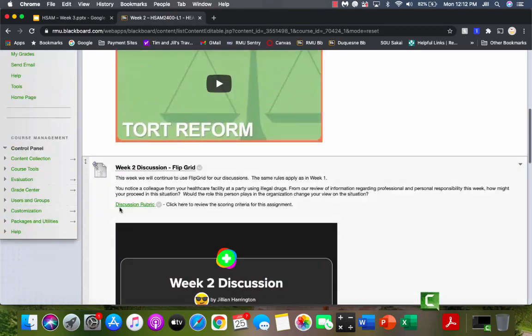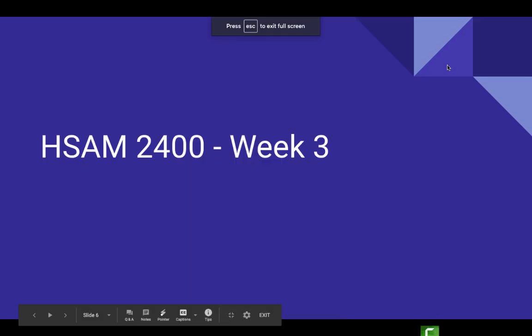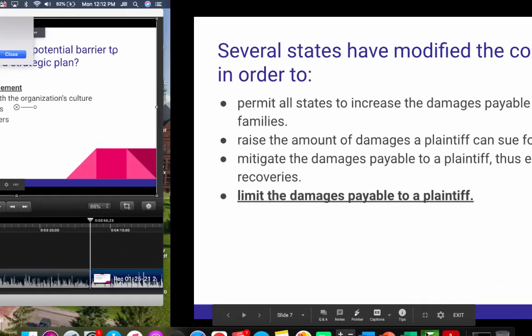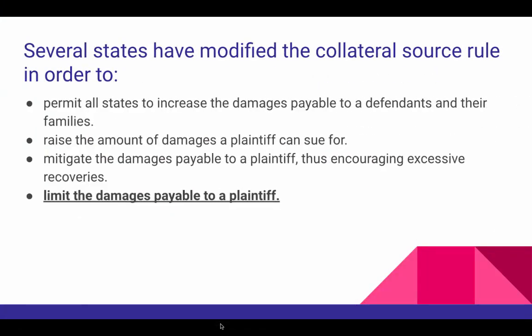And then we also had our quiz. So let's take a look at our quiz information here. So here we go. Several states have modified the collateral source rule in order to. I apologize for the bouncing icon in the bottom here. Let me just do this quick, and then I don't have to worry about it anymore. Okay, several states have modified the collateral source rule in order to.